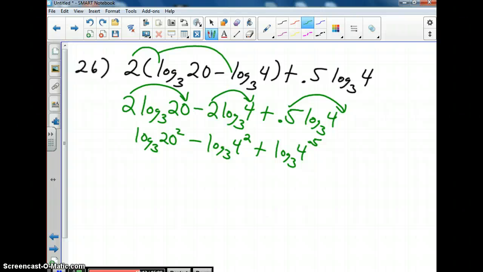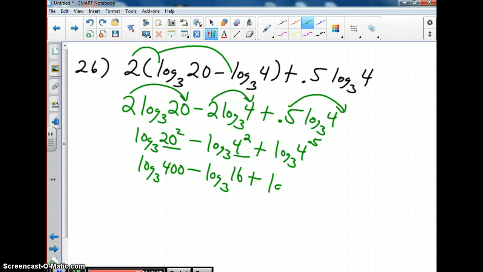Now look, this is all numerical, so it's easier to do. Tell me this: how much is 20 squared? 400. This becomes log base 3 of 400. Minus, now how much is 4 squared? It's 16, not 8. Log base 3 of 16. Now remember, 0.5 is the same thing as 1/2. How much is 4 to the 1/2 power? It's 2, like saying the square root of 4 is 2. So this is log base 3 of 2. Very good, that's right. Let's start cleaning up now.